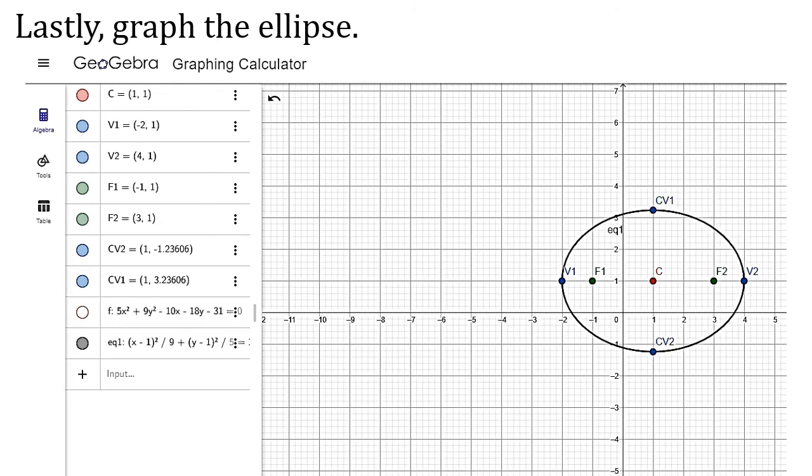If you're going to use the standard form of the equation of the ellipse, you are going to get the same graph actually. So now we can conclude that we have obtained the correct answers. We have answered the problem.